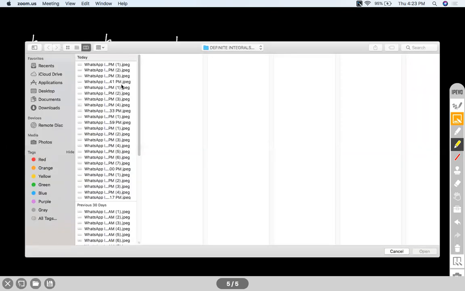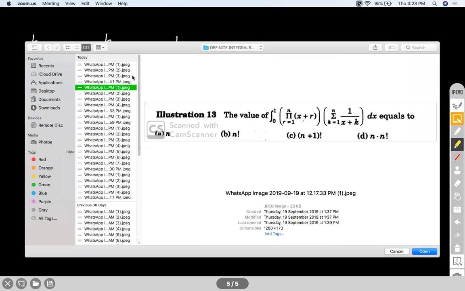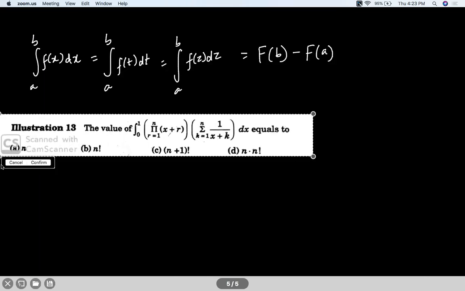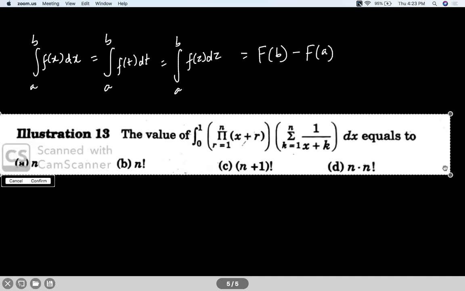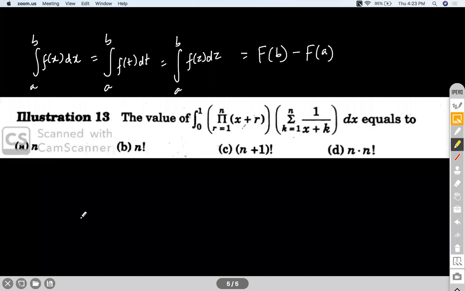Let's take another question. Find the value of the integral of the product of x plus r, r from 1 to n, times the summation of 1 by x plus k, k from 1 to n. And this product you are integrating from 0 to 1. Two minutes to solve this. In fact, 2 minutes is also a big time for this. You should solve it within 1 minute.